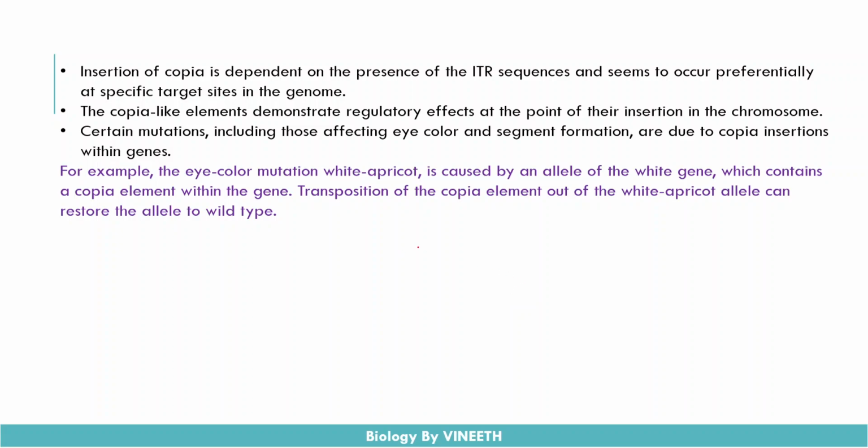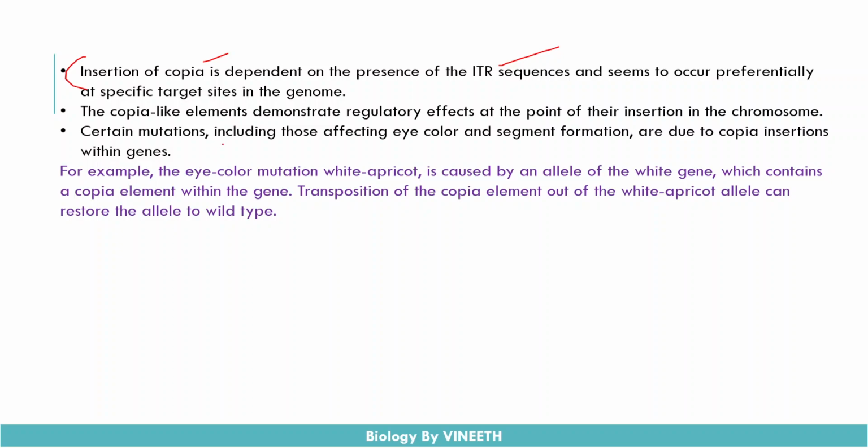So what is the big thing about these copia elements? See, insertion of a copia is dependent on the presence of ITR sequences. If the ITR sequences are present, then only the insertion will be made possible, because the transposase enzyme will cleave the ITR sequences only, not the DTR sequences, okay. And the copia-like elements demonstrate regulatory effects at the point of their insertion in the chromosomes. Whenever they get inserted into different locations, the promoter elements present in the copia elements regulate the gene activities of the neighboring genes, okay.